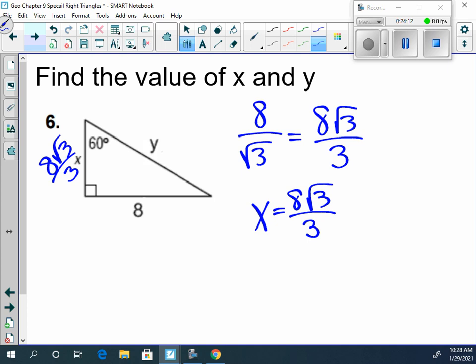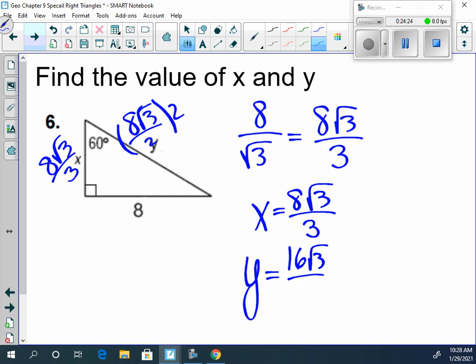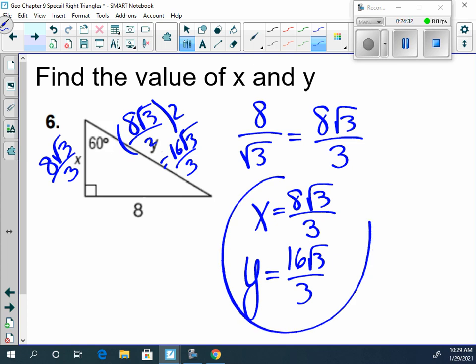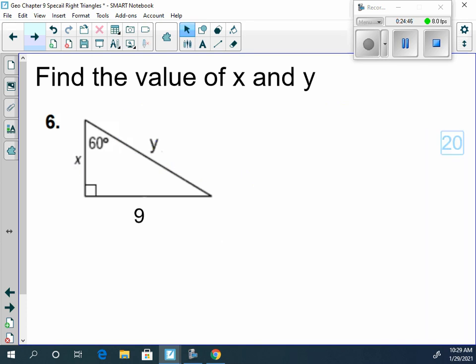Now, what do we do to find the last part? Times it by 2. Right. If we times it by 2, we'll get 16. 16 square root of 3 over 3. And that's it. Questions on this here? You ready for the next one?